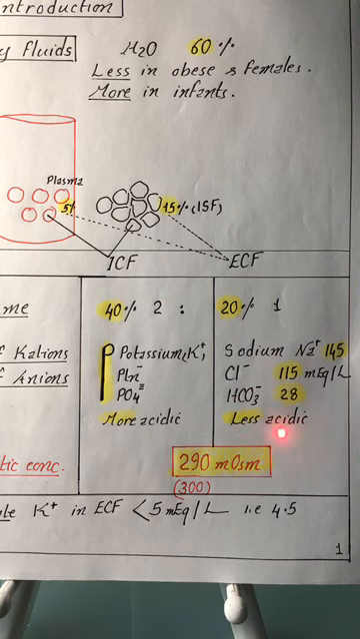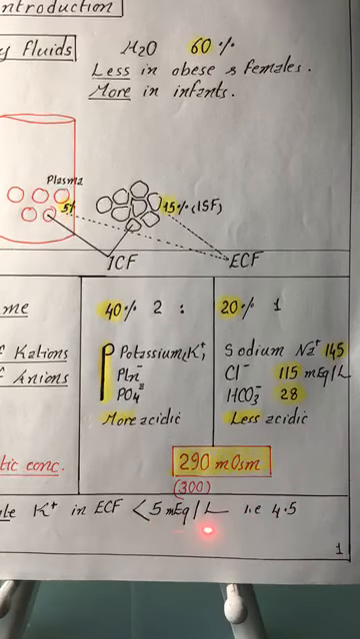I would like you to know a fourth number. That's the potassium in the extracellular fluid, because as I already said, we measure the concentration of ions in the extracellular fluid. The normal potassium in the extracellular fluid, remember that, open your ears, should be less than 5 milliequivalent per liter. It should be 4.5 milliequivalent. However, it should be less than 5 milliequivalent.